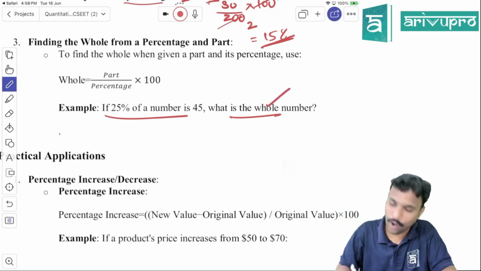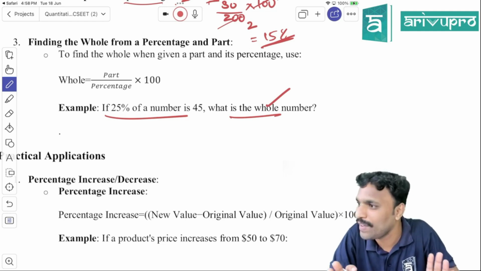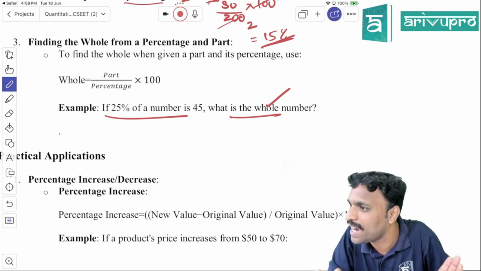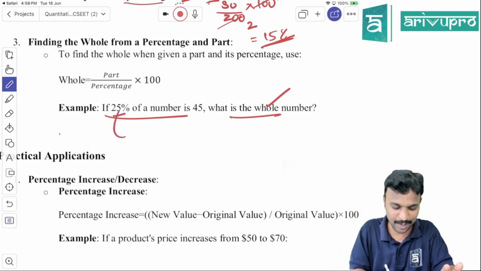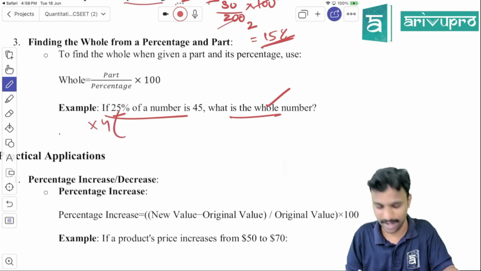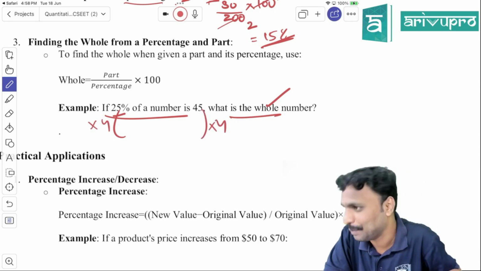You need to find the whole number. Whole number means what? 100. Whole number is always 100. Reference number is always 100. 25% is 45 means 100% is what? To get 100%, what do I have to do? Multiply by 4. To get 100%, multiply by 4. This way also you can do.